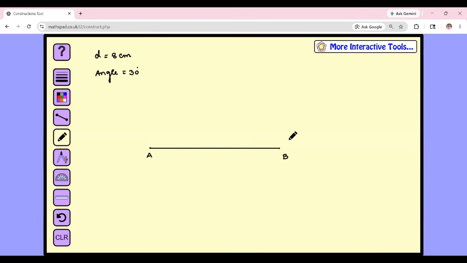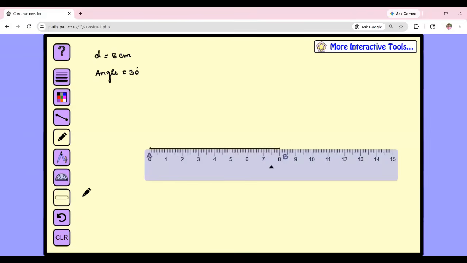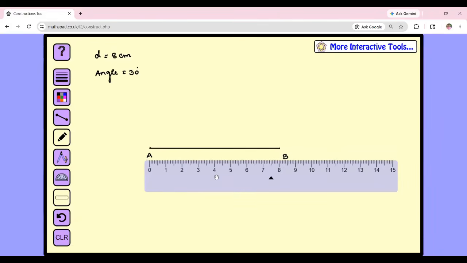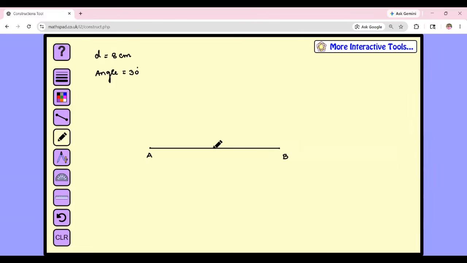Next, find the center. This is 8, so the exact center will be 4 centimeters, right? So this is my 4 centimeters. Just mark the center at 4 centimeters. This is my center point, and I can take it as C, the center.